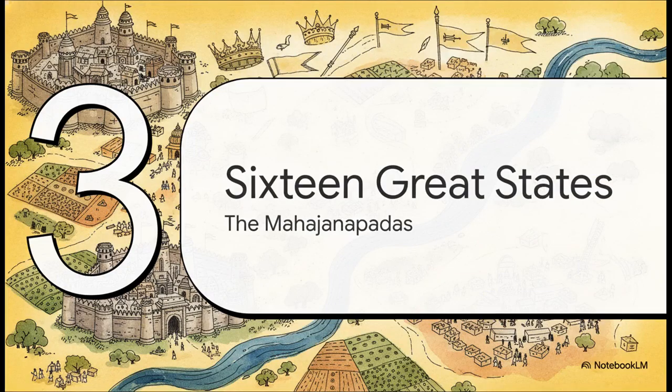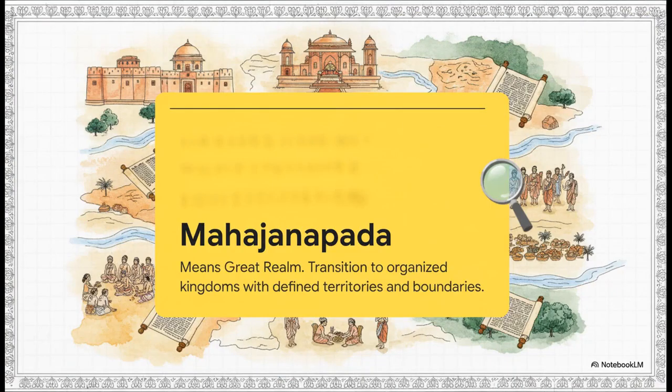Which brings us to Section 3, the 16 great states, the Mahajanapadas. Now, as these new cities started raking in the wealth, power began to centralize in a major way. We are entering the age of the Mahajanapada. This literally translates from ancient Sanskrit to great realm or great territorial state. So we aren't talking about loose alliances of villages anymore. These were highly organized, powerful kingdoms with strictly defined borders, and we actually see them heavily documented in early Buddhist texts, like the Anguttara Nikaya, and in Jain literature too.